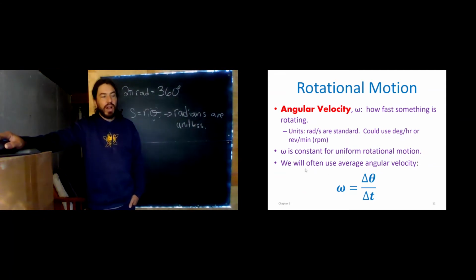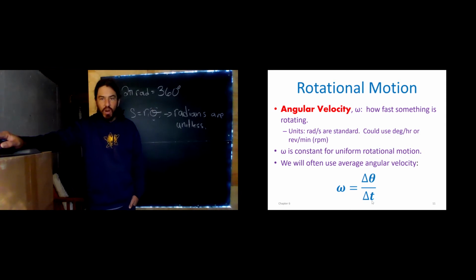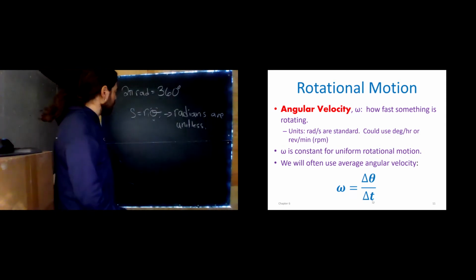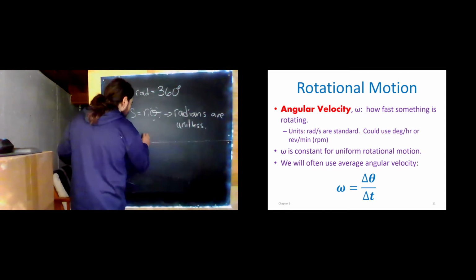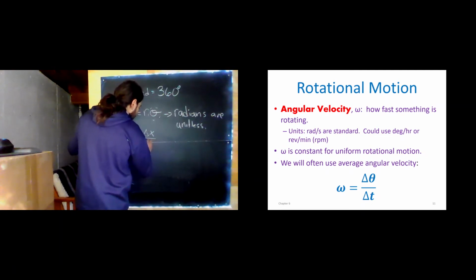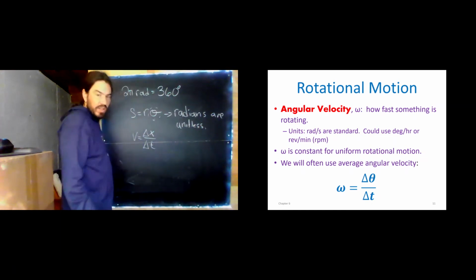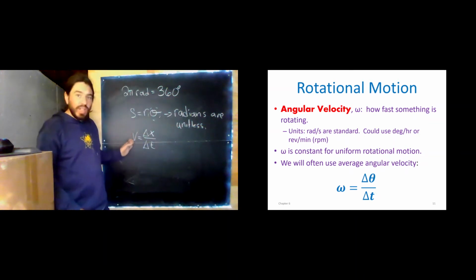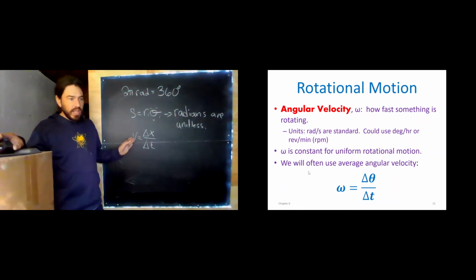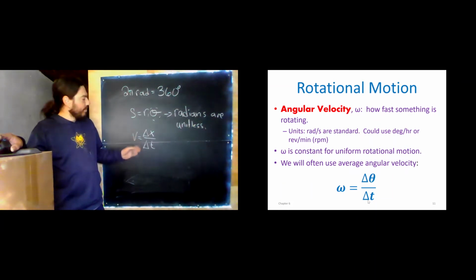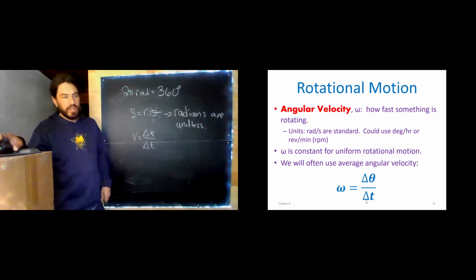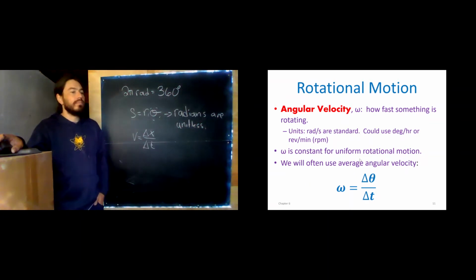If we're talking about constant rotational motion, then we will use this idea of average angular velocity quite a lot. Omega is the change in theta over the change in time. I will remind you that for velocity, that was a change in position over a change in time. So you see here that our linear velocity is defined very similarly to our angular velocity. This is how far in a circle over the change in time. This is how far in a straight line over the change in time.